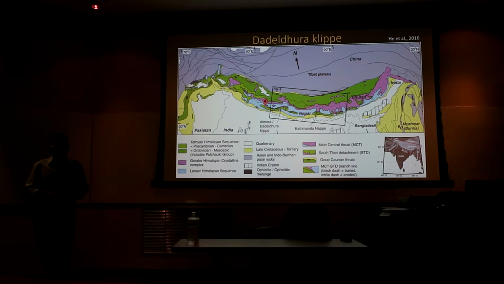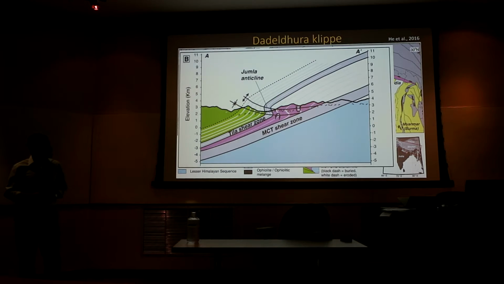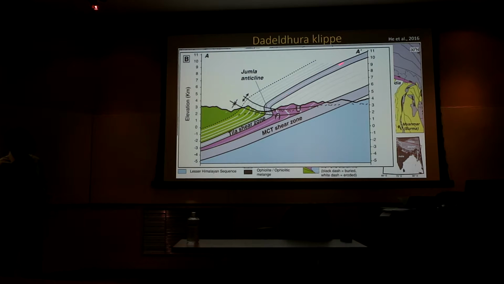So He et al. worked in the Dadeldhura portion of the Klippe, and they published this paper in 2016. And as you can see, this is the Almora town right here, but here they have two faults on the north side of the Klippe. So they did a cross section right there, and this is how the cross section looked. So they said this shear zone is actually the continuation of the STDS because it had top to the north sense of shear. And then, of course, the Dadeldhura fault is right here, which is the continuation of the MCT.